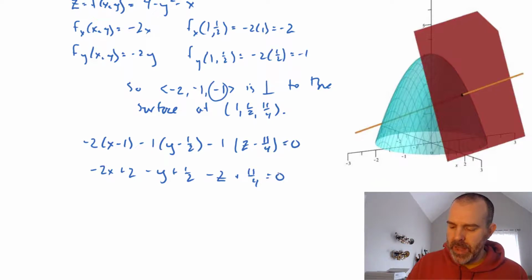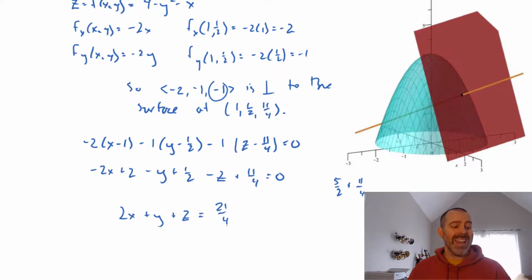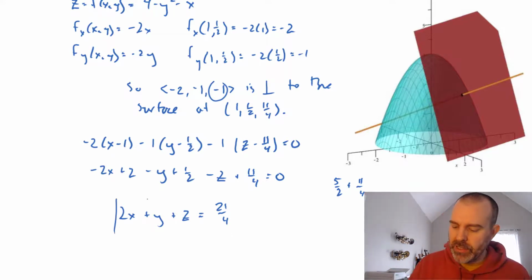Let's see, I guess we could add the 2x, add the y, add the z equals, what do we have? 2 plus 1/2, 5/2 plus 11/4. Oh, can't do that in my head. I mean, I could do that in my head, I guess. 21/4. So that is the equation for our tangent plane.